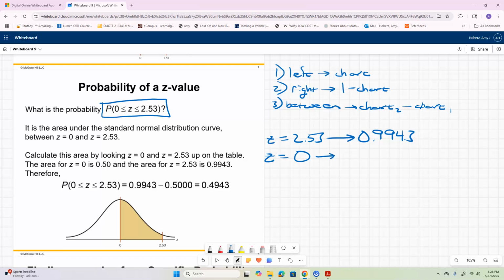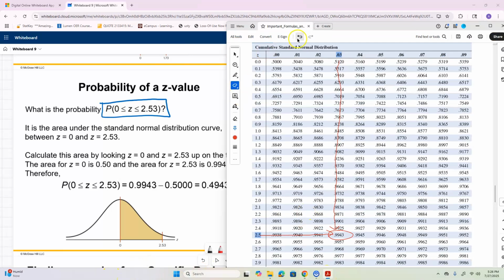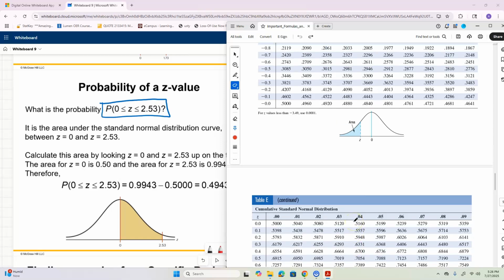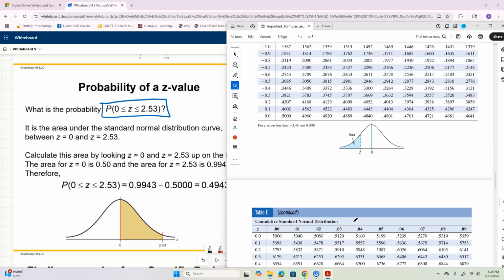Now you might already realize that below 0 is going to be 50%. But if you didn't realize that or think about it, let me show you where you find that on the chart. If you need to find a z-value of 0, there are 2 different places you can look. They actually overlap between the positive page and the negative page. Over here, they call it negative 0.00, which doesn't really matter since 0 has no sign.